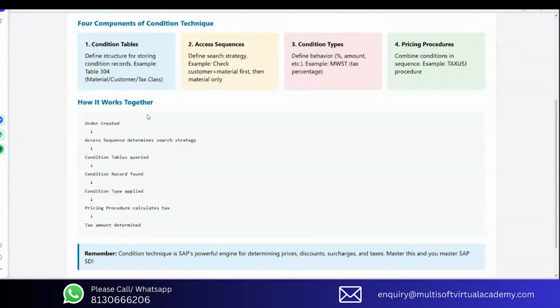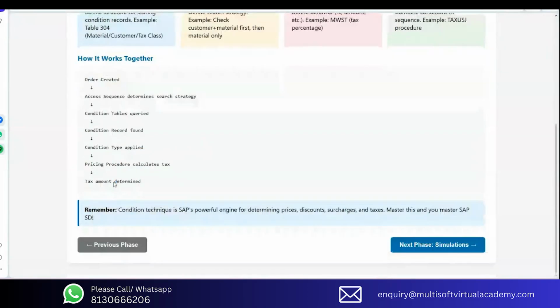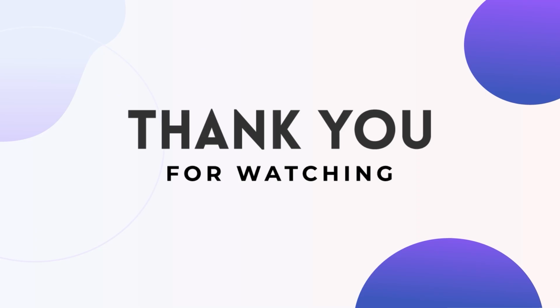Before getting into this, I will tell you how it works together. First, we need to create the order. Then we need to determine the access. Then the order accesses and queries the table. Then we need to identify the record. Then we need to apply the condition. Then the procedure and tax determination.